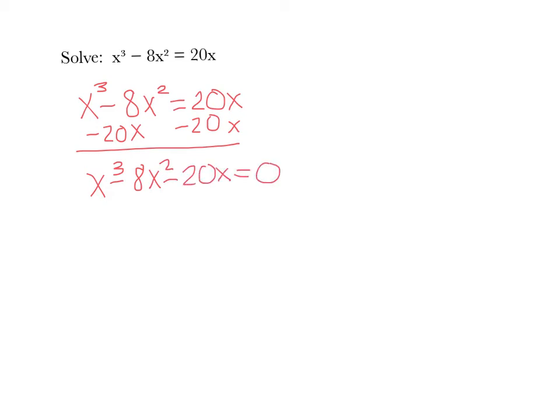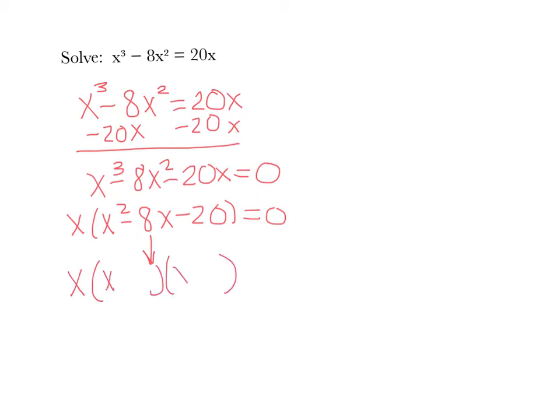To factor, I'm first going to take out my greatest common factor, which is x. I'm left with x squared minus 8x minus 20, which is equal to 0. To factor x squared minus 8x minus 20, we're looking for our factors of negative 20 that add up to negative 8. It's going to be negative 10 and positive 2.